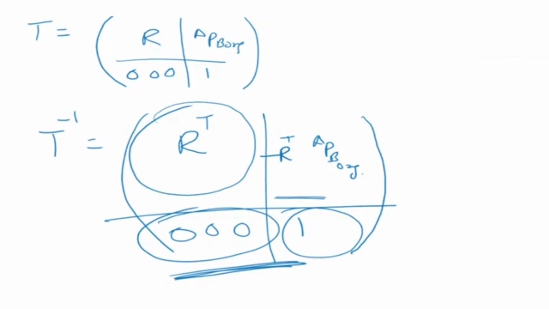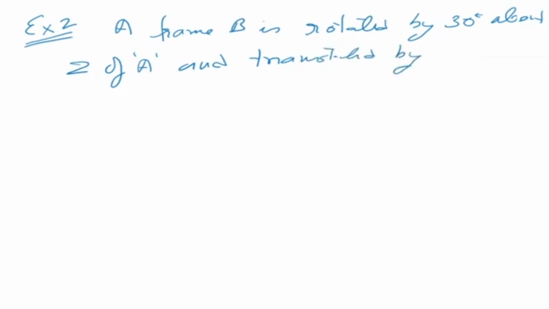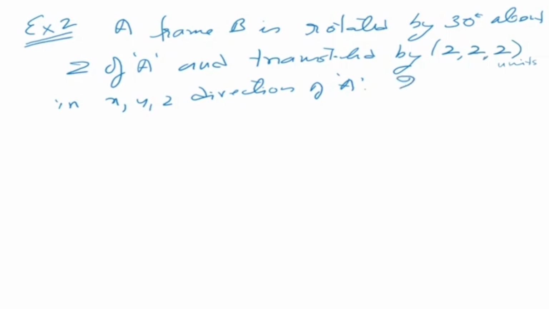Okay, so now we are given a problem that a frame B is rotated by 30 degrees about Z of A and translated by, let's say, 2 units in the x, y, z directions of A. Now, let's say AP, I'm reversing the question, is equal to 1, 1, 1. Find BP.